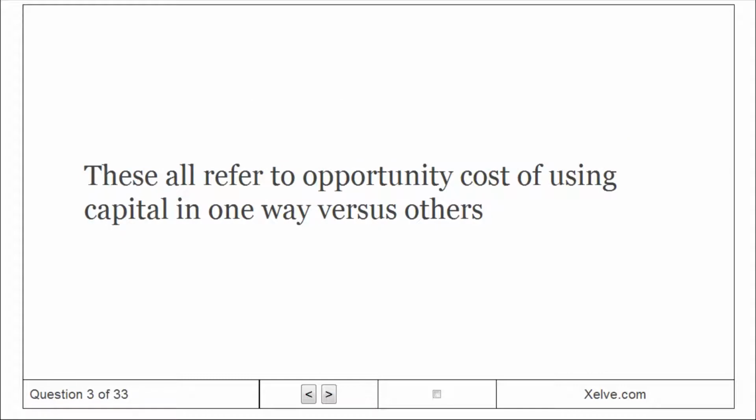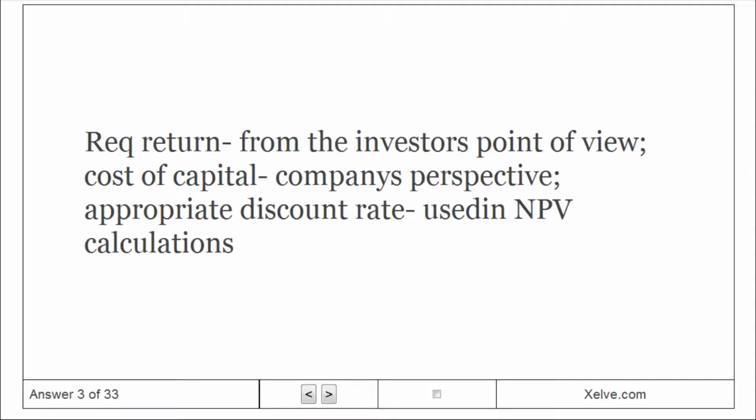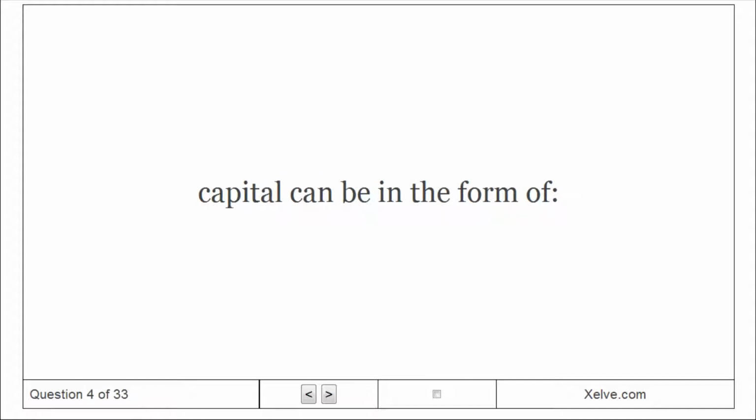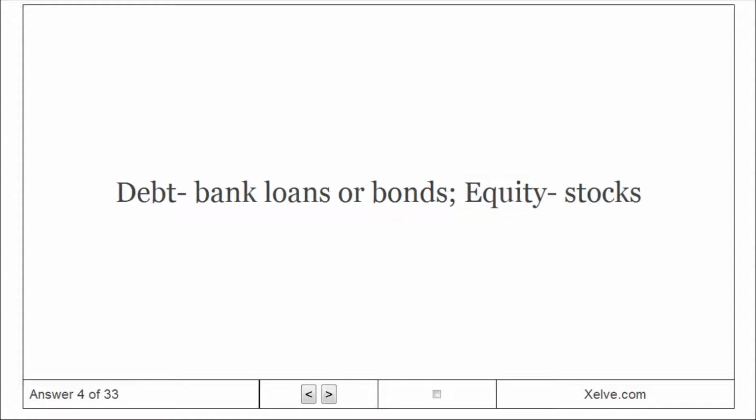These all refer to opportunity cost of using capital in one way versus others. Required return from the investor's point of view, cost of capital from the company's perspective, appropriate discount rate you set in NPV calculations. Capital can be in the form of debt, bank loans or bonds, equity, stocks.